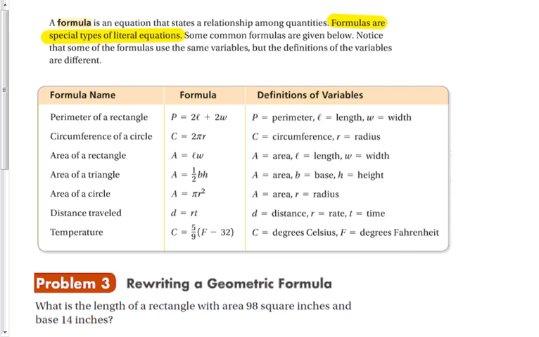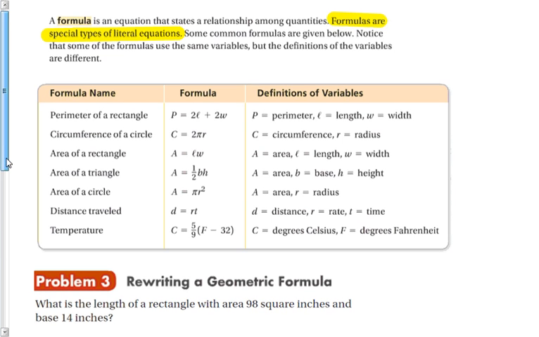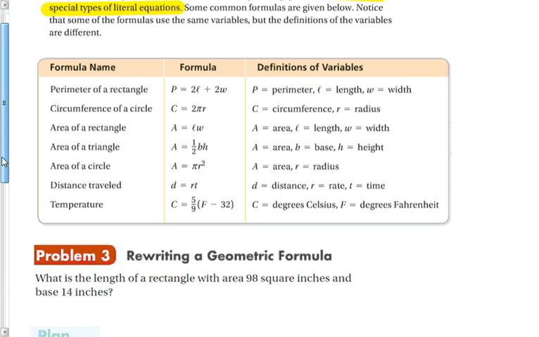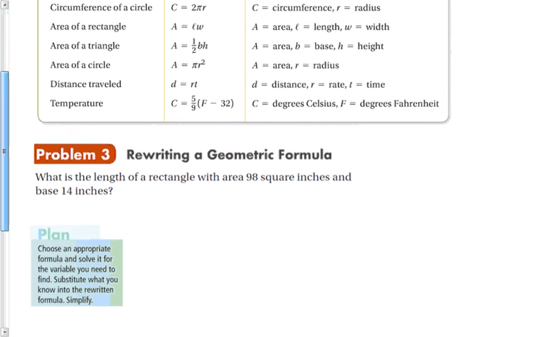Okay, a lot of formulas are literal equations because I have more than one variable. And sometimes it's convenient just to rewrite those formulas for the variable that we're looking for. Like if you're using, say, the distance formula, and you always are trying to find a rate, well, you might as well just change that into a rate formula, which is what we can do here.